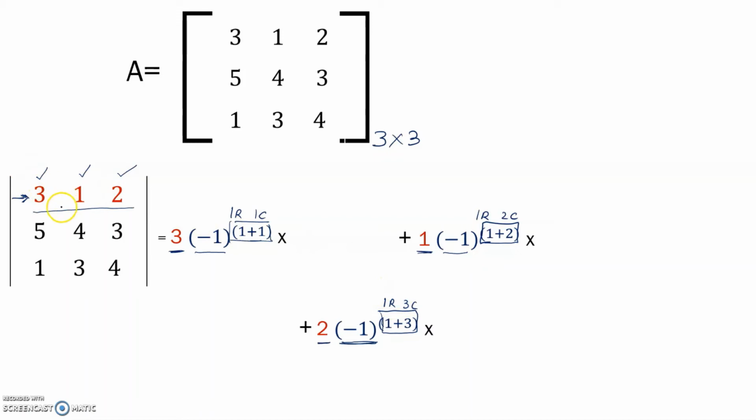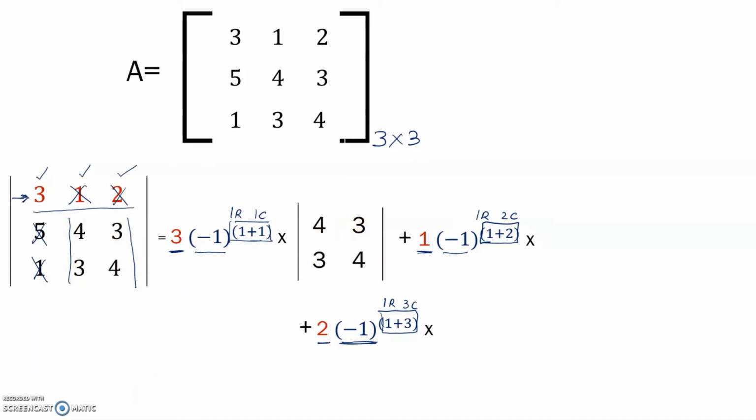So now this number 3 multiplied by (-1) to the power 1 plus 1 will have to be multiplied by the determinant of the minor of 3. So what is the minor of 3? To find the minor of 3, eliminate the items in the same row and in the same column. So you're left with the matrix 4, 3, 3, and 4. So let's bring this over here.